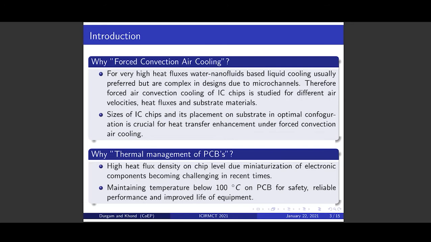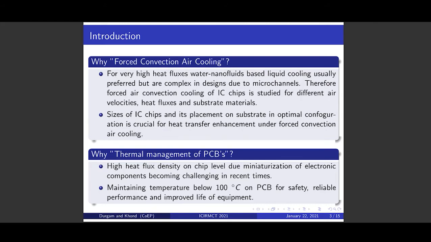For very high heat fluxes, water nanofluids based liquid cooling is usually preferred, but is complex in design due to microchannels. Therefore, forced air convection cooling of IC chips is studied for different air velocities, heat fluxes and substrate materials like single and multi-layer copper clad, and also sizes of IC chips and its placement on substrate in optimal configuration is crucial for heat transfer enhancement under forced convection air cooling.